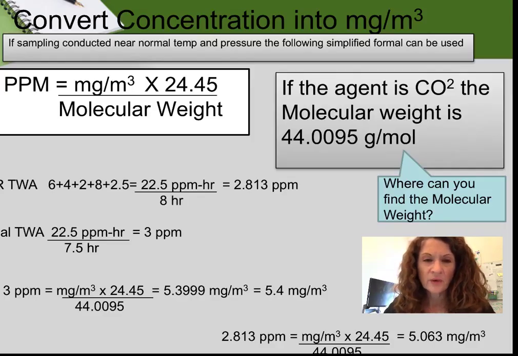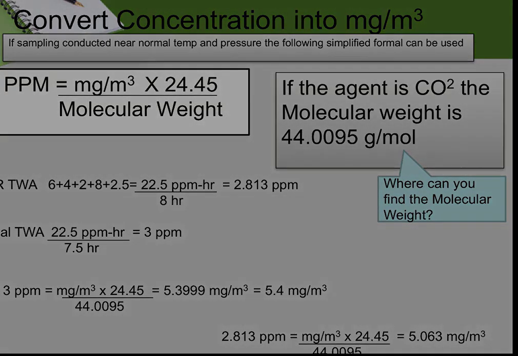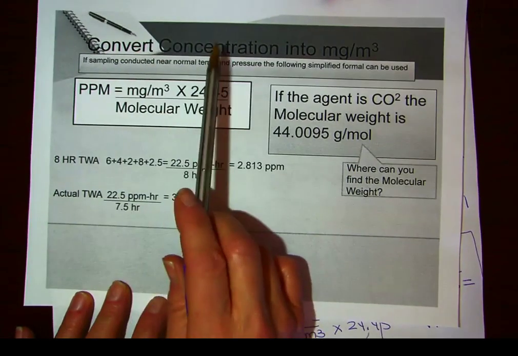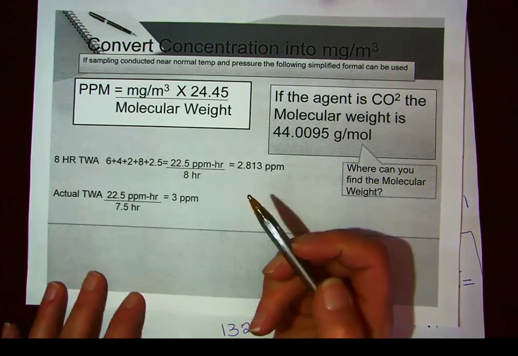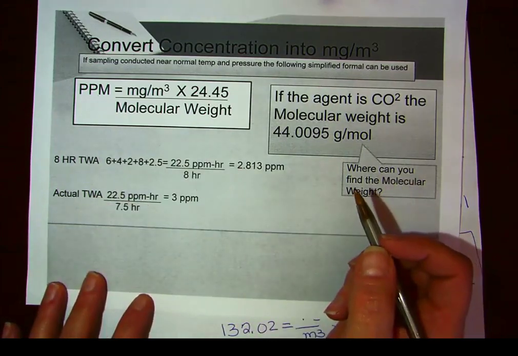So let's do one more calculation together, and this would be to convert parts per million to milligrams per meter cubed, or to go back and forth the other way, whichever way we need to go. Now we're assuming that we sample near normal temperature and pressure, and therefore we could use the following. Okay, so let's convert our concentration in parts per million to milligrams per meter cubed.